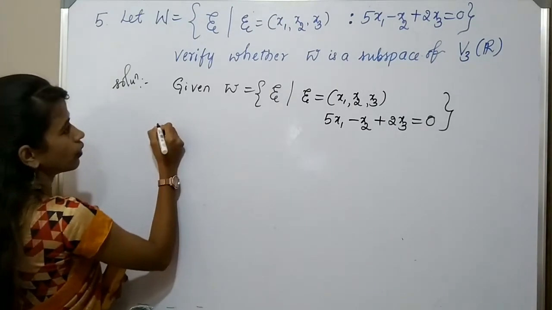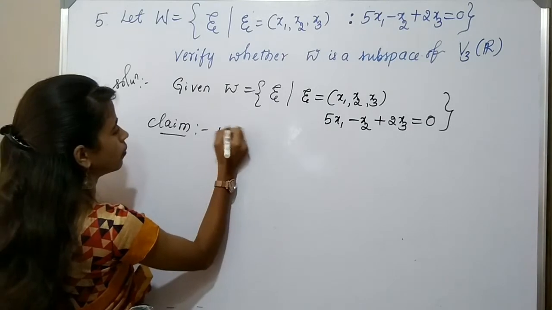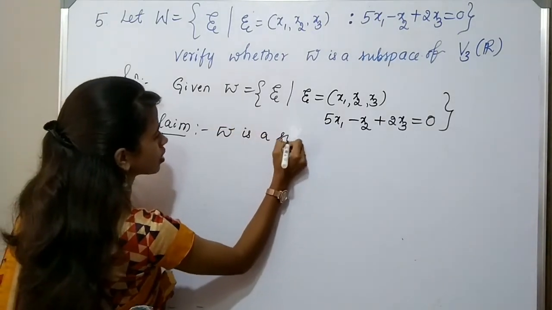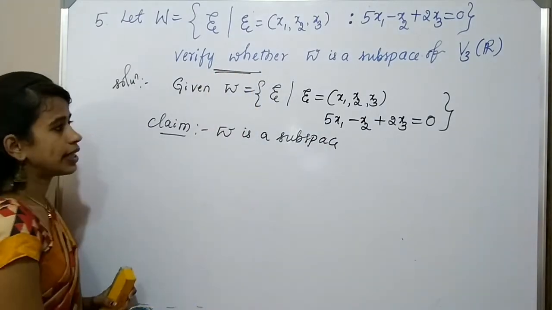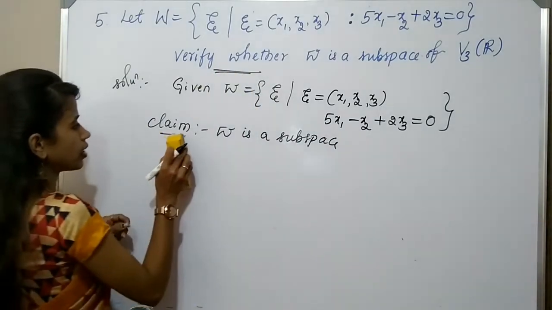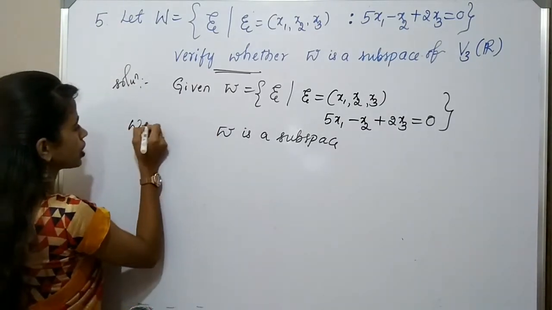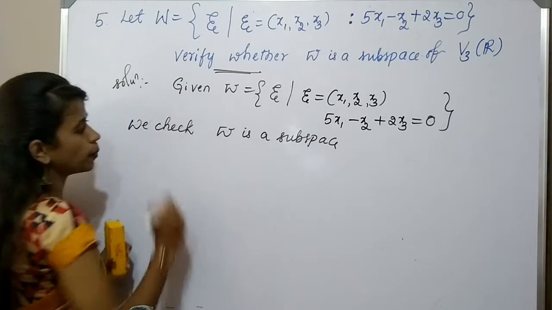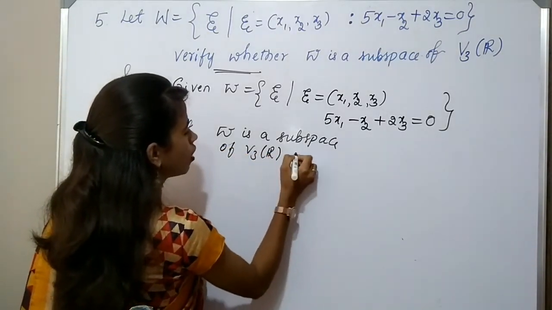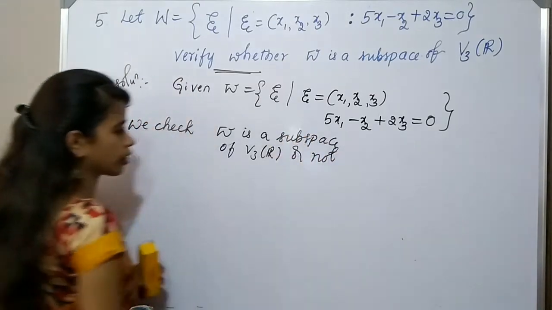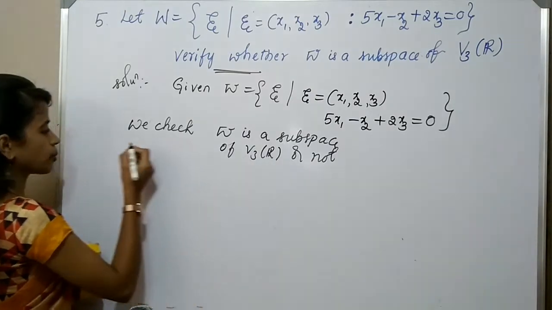So we have to show, what is the claim? W becomes a subspace. It is not a claim, we check whether the given set is a subspace or not. So what is the claim? We check whether W is a subspace of V3(R) or not. Is it a subspace or not? That is the claim. So now, to be a subspace, what is the condition?